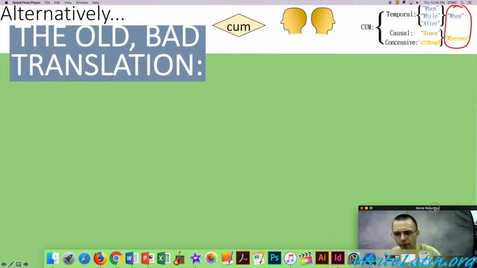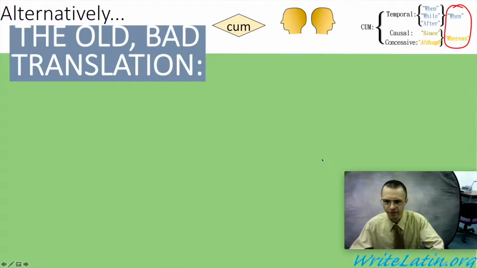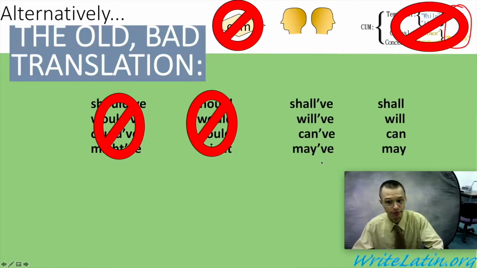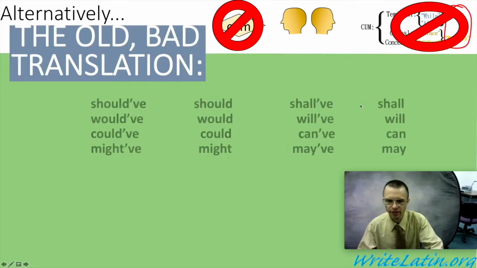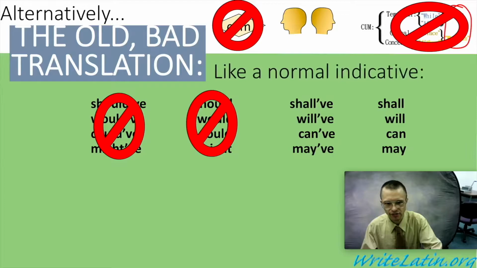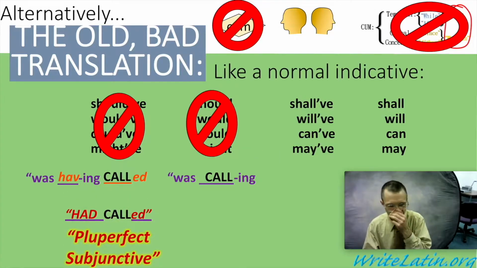All right, so now you should know how other people translate cum clauses, because they may tell you this stuff. And maybe it might be helpful to you at some point, but I don't think it's going to. Now, the old way is that they still use shall and will, can, may forms, but should, would, could, might forms, they don't. Instead, they translate these as an indicative. So the way they translate these are like a normal indicative. When he was blanking, they say, or when he had blanked.